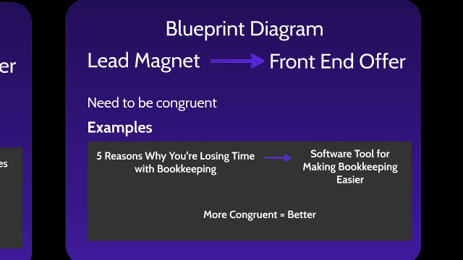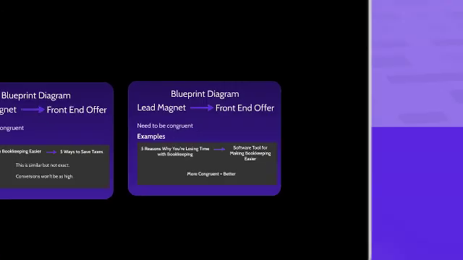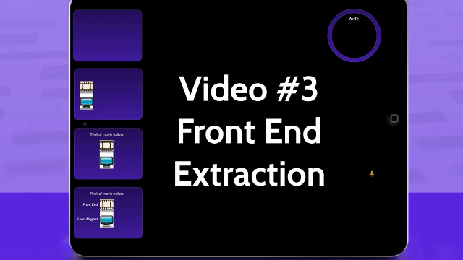So that is what we call congruency. Lead magnet and front end offer are all related. They're congruent, which means that you will have higher conversions across the board. All right. So let's talk about front end extraction in the next video.